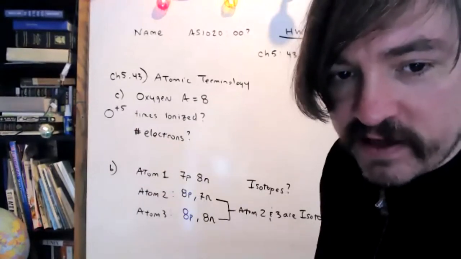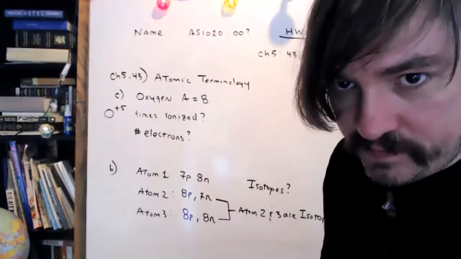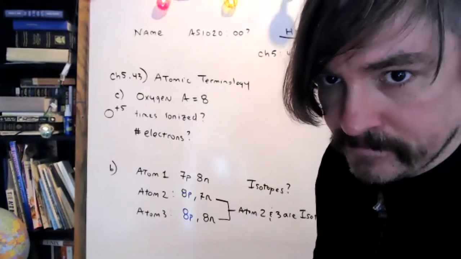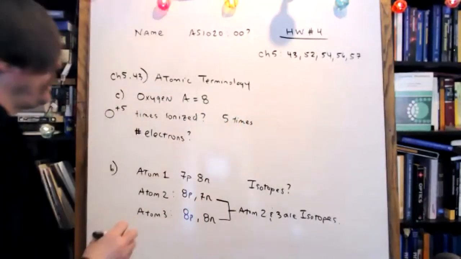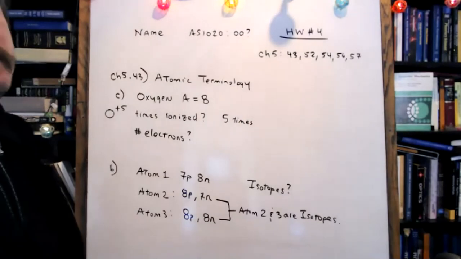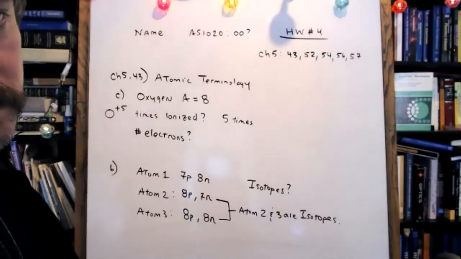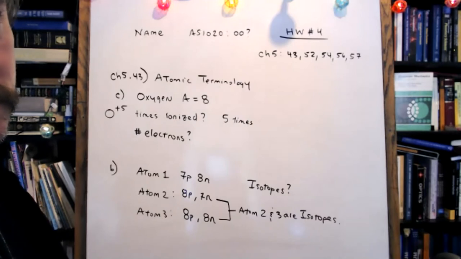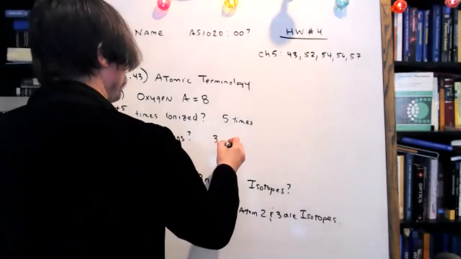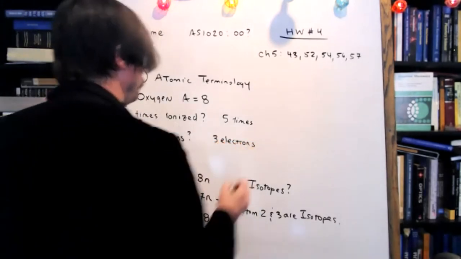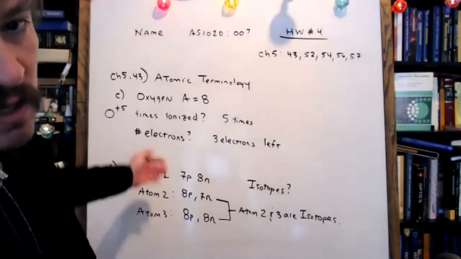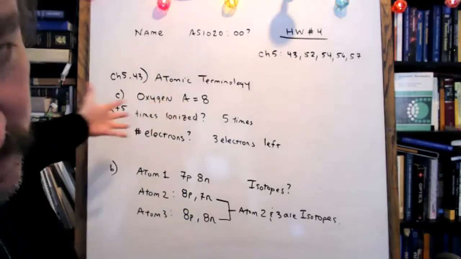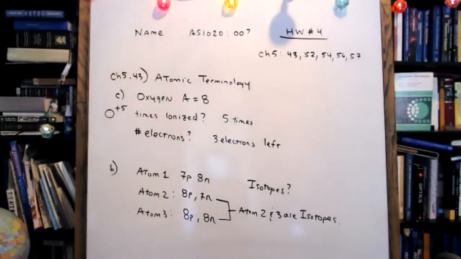And oxygen plus 5 has been ionized how many times? Is it 5? Yeah. And then how many electrons should be remaining in the atom? Is it 3? Yeah. Don't worry about that. All right. Part of this is just learning how to talk about atoms and understand what we mean by ionized, you know? Okay.